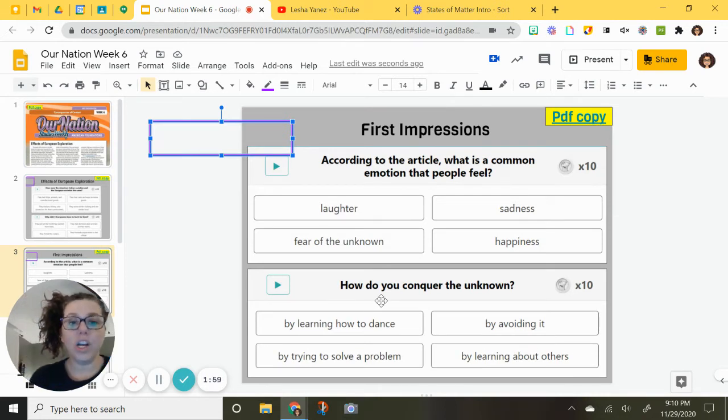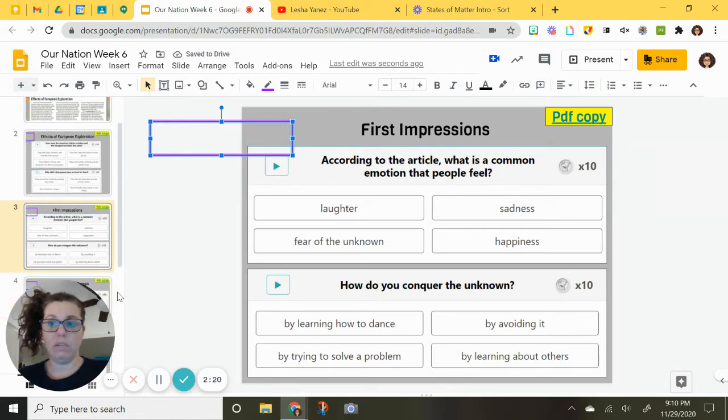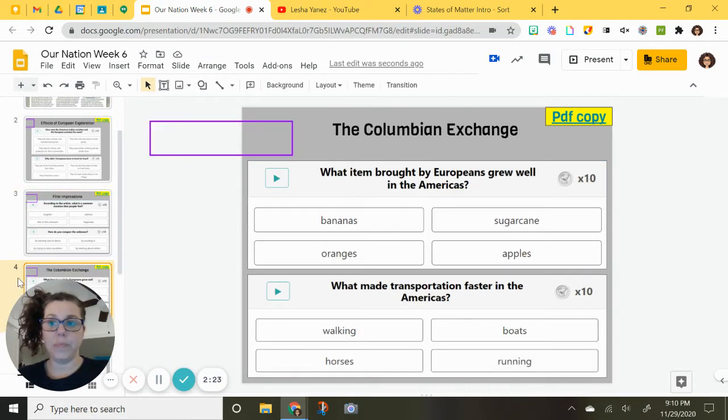How do you conquer the unknown? By learning how to dance, by avoiding it, by trying to solve a problem, by learning about others. And when you do this, you might have to resize your box. I'm just letting you know. I'm not sure exactly what the answer is because you have to read the article for that.